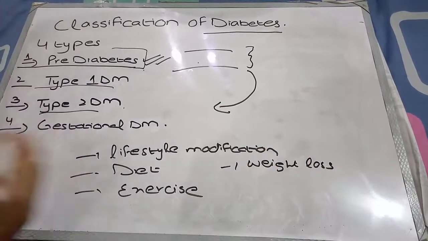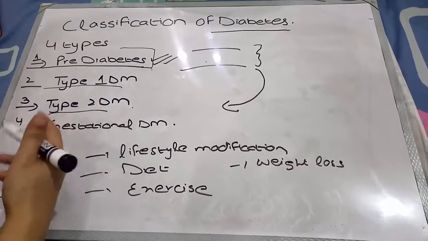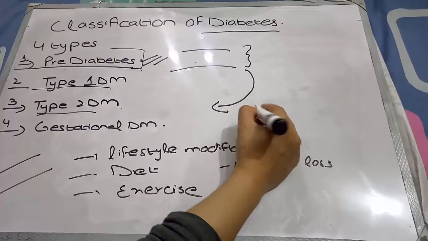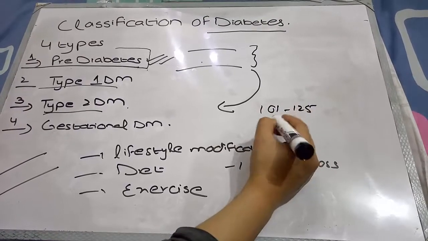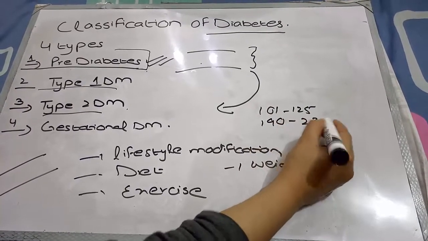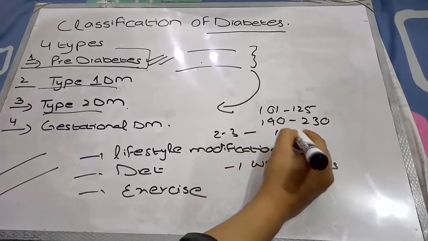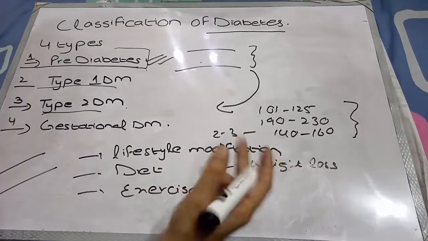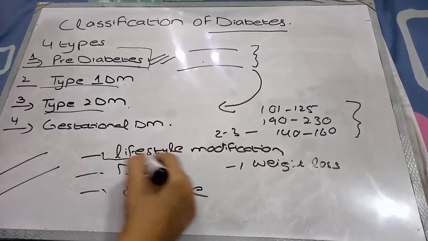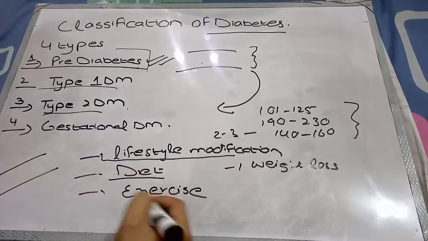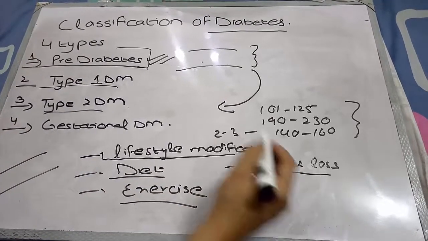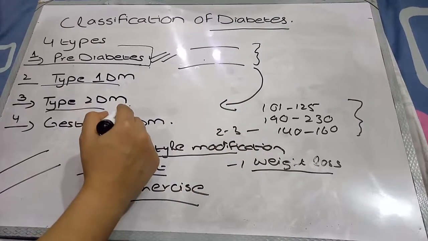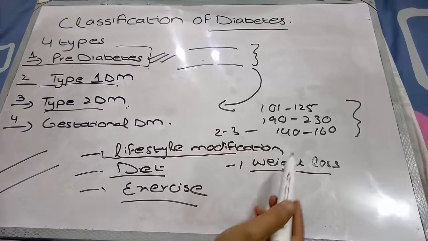So if you're continuously having a high level of glucose in your blood, as I have discussed earlier, those patients who have impaired glucose level have a fasting blood glucose level between 101 to 125, after eating it's 190 to 230, and after 2 to 3 hours of eating it is 140 to 160. And if you are getting these readings on your scale, what you have to do to control the risk of developing diabetes is simply lifestyle modification: controlling your diet, doing exercise, and weight reduction. If you control these factors, you can simply get a normal glucose level. So this won't lead to type 2 diabetes. These individuals are at high risk for developing diabetes.